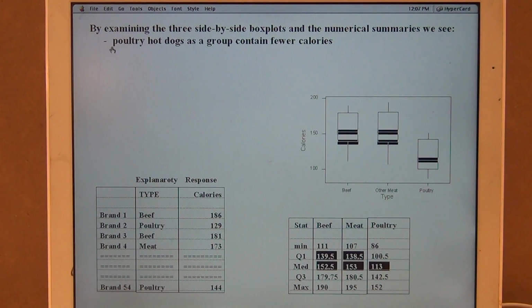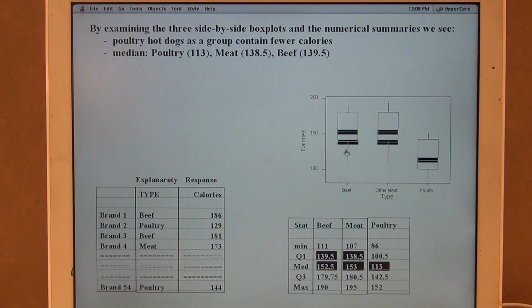Well, if we examine this, the poultry hot dogs as a group contain fewer calories. They're right down here. And they obviously contain fewer calories than both of those. The median for the poultry is 113, for meat it's 138 and beef 139. So the median for poultry is right here. In fact, the median is very much lower than the medians here.